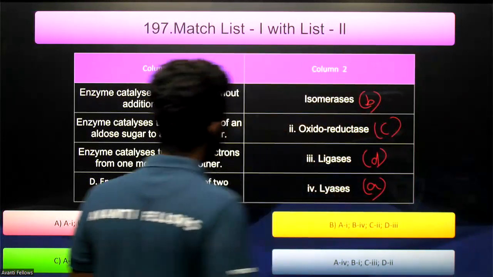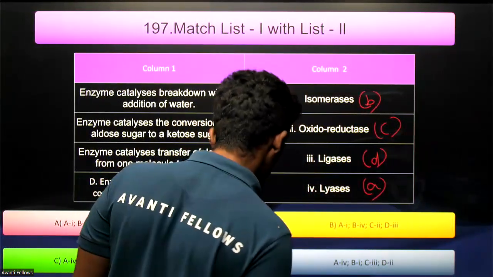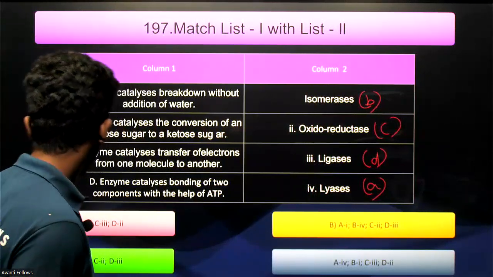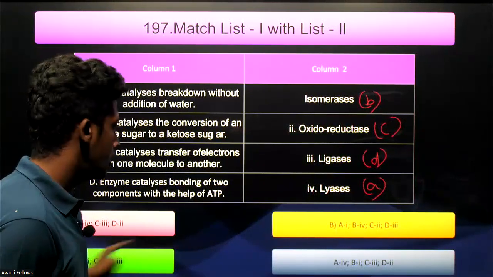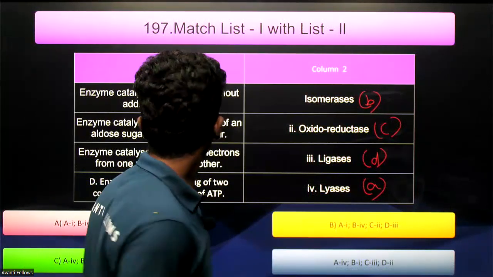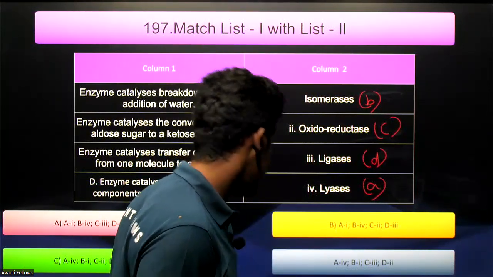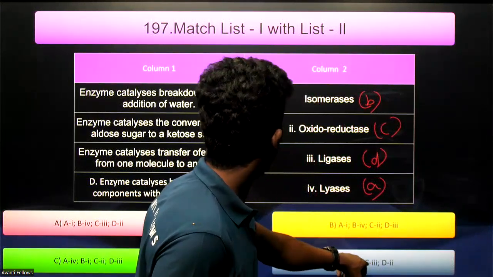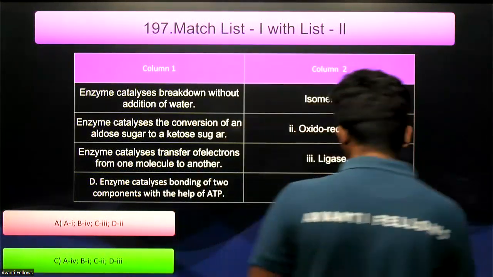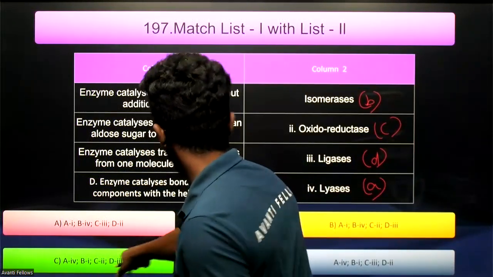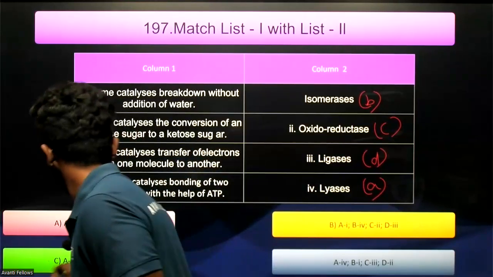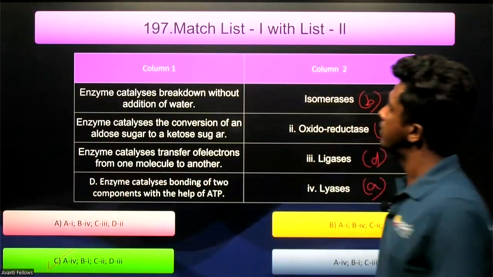So what is our option here? We have 1, 2. Okay. A is 4. Correct. Yeah, A is 4. And then we have B is 1. A is 4, B is 1, C is 3. Yes, correct. C is 2 is given here. And then D is 3. Okay, correct. Perfect. So we have option C as the correct option for the 197th question.